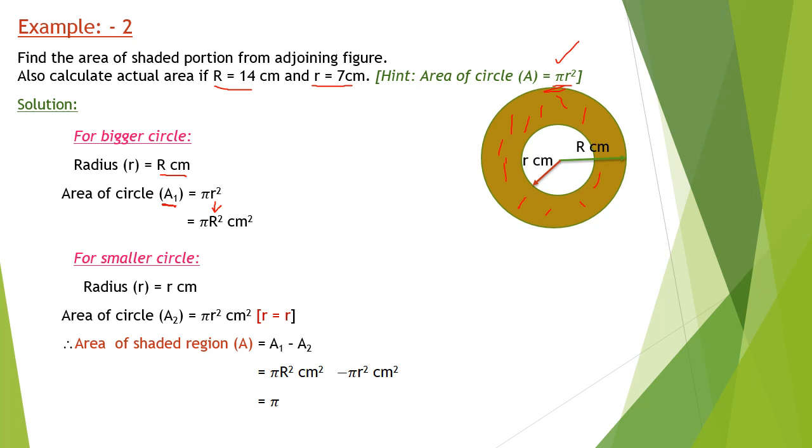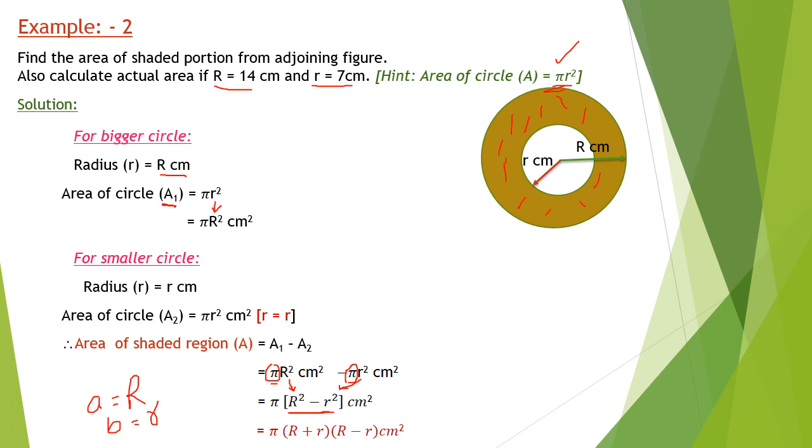Now we can take pi common easily, as we have already learned factorization. Pi is common, so we take the common part out, and the remaining terms are inside the bracket. You can see capital R square and small r square. This algebraic expression is in the form of a difference of squares. So our a is capital R and our b is small r.